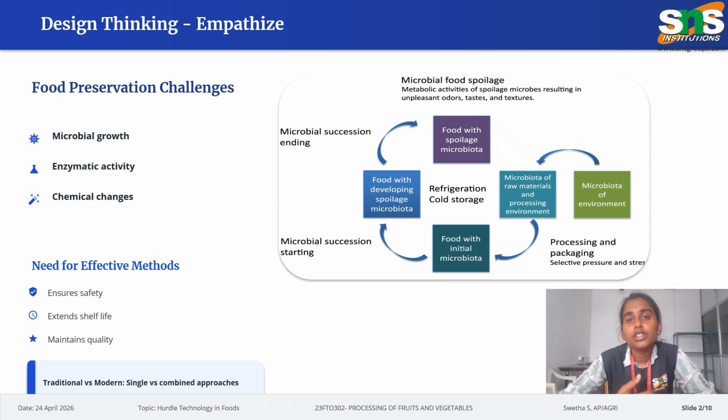DT is nothing but design thinking. It comprises 5 stages: empathy, define, ideate, prototype, and test. The first is the empathy stage. So in hurdles, what is the empathy? Generally, our concerns are microbial growth, enzymatic activity, and chemical changes. The need for effective methods is that they ensure food safety, which is the ultimate target of the end customers, and also help to extend the shelf life. The main objective of hurdles is to maintain the quality of our food products.